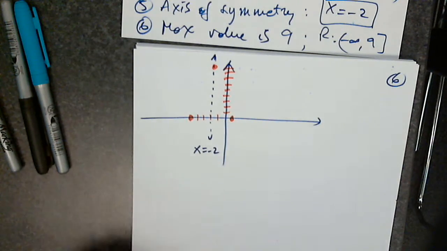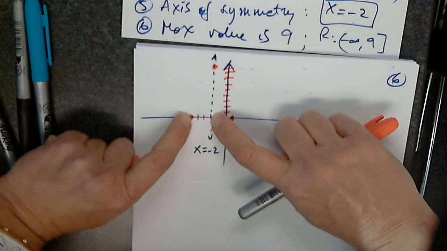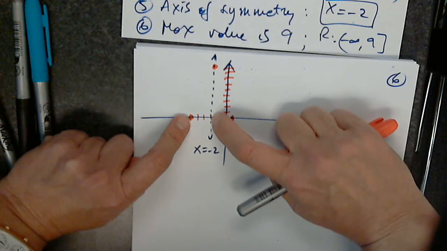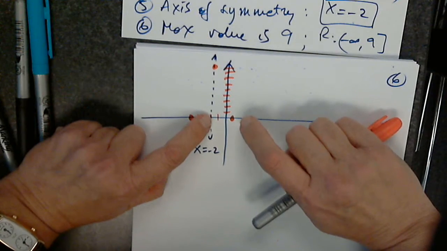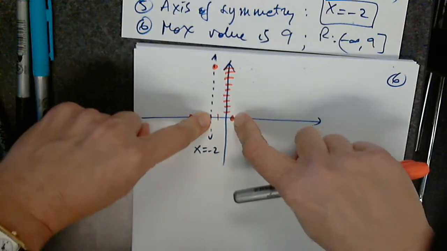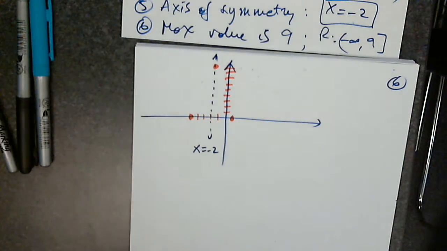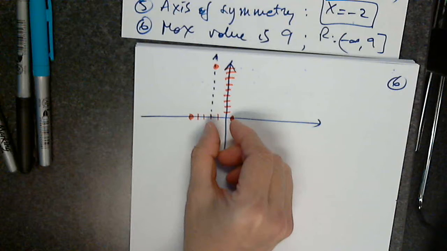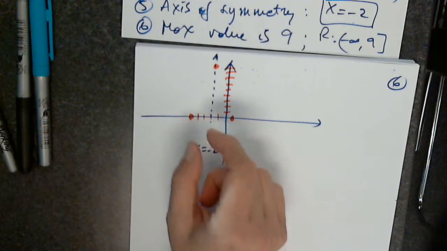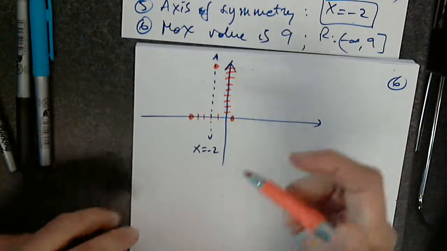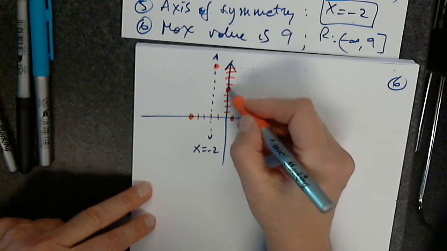Please make sure that these 2 distances, between the axis of symmetry and the leftmost point, the x-intercept, and between the axis of symmetry and the rightmost point, are absolutely equal, because the graph of a parabola is a symmetric graph. You cannot have 3 units here and 5 units here.